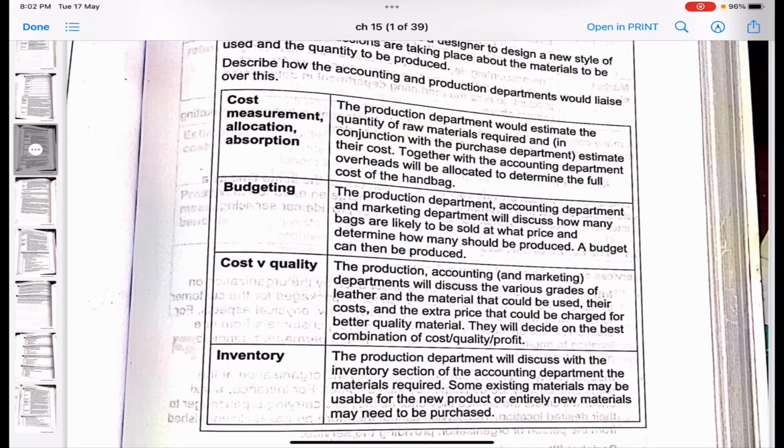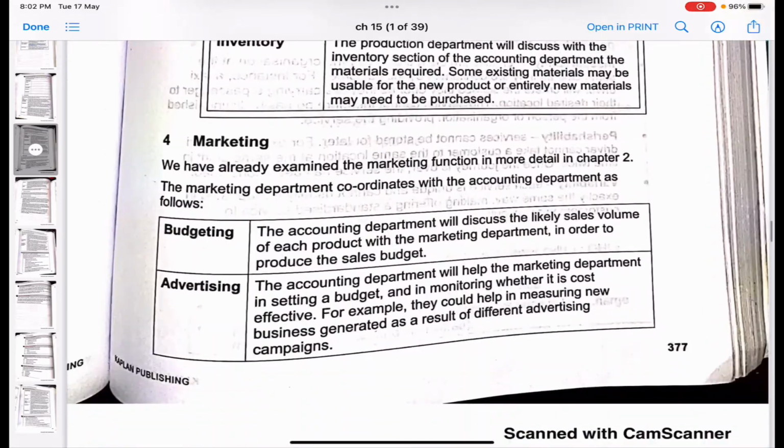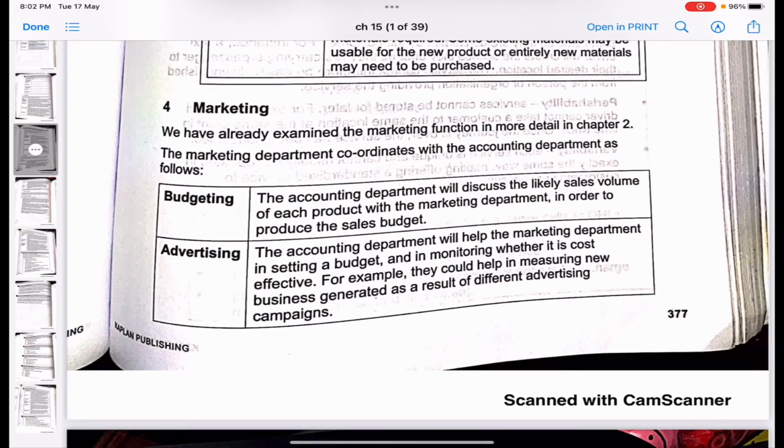And then we have the cost versus quality, which, as we've discussed in the earlier sections, is about the cost, what would be the maximum cost, and what would be the profit margin and quality, everything. And then inventory, which is making sure that we have all the raw materials which are required. Now, we have seen the purchasing department, we have seen the production department. Now we're coming to the marketing department. So the marketing department coordinates with the accounts department as follows.